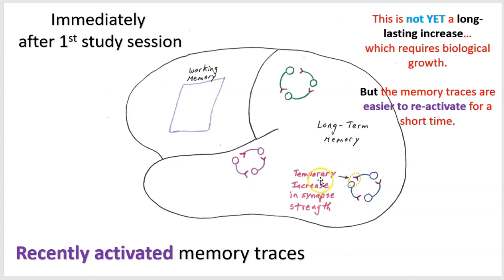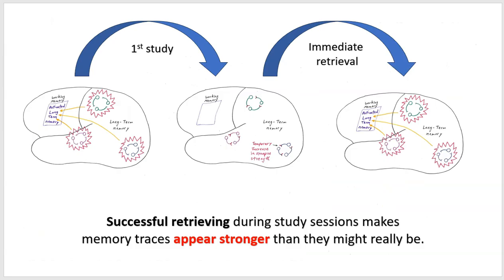Now, this is temporary. We're using that word temporary, so it's not yet a long-lasting increase, and that requires biological growth. But the memory traces are easier to reactivate for a short time. So successful retrieving during study sessions makes memory traces appear stronger than they might really be. So over here on the left, we are studying, and as a result of that studying, we have memory traces that have a temporary increase in the synapse strength there. So those memory traces are going to be easier to reactivate in the immediate future.